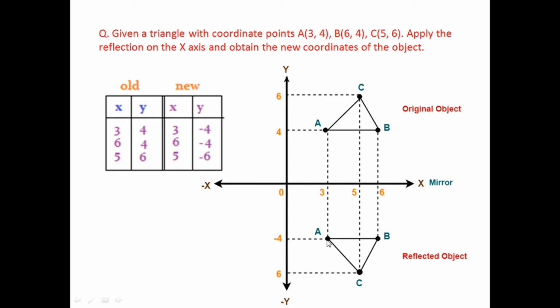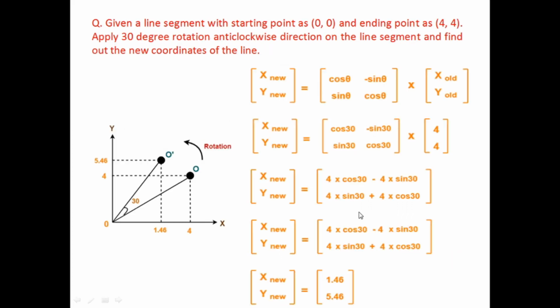This is A, only the y coordinate is being reflected like this. That means A is reflected on the x-axis. In this manner, similarly C is reflected on the x-axis, B is reflected on the x-axis. That means the y values which were positive in the earlier case are now the reflected values, that means negative values. This is about 2D reflection.